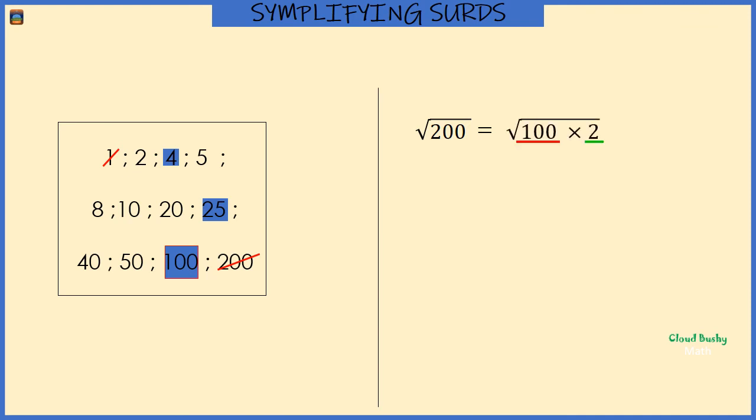The square root of 100 is 10. So we take it outside the square root sign. Root 2 cannot be simplified. So the square root of 200 is 10 times root 2. That is 10 root 2.